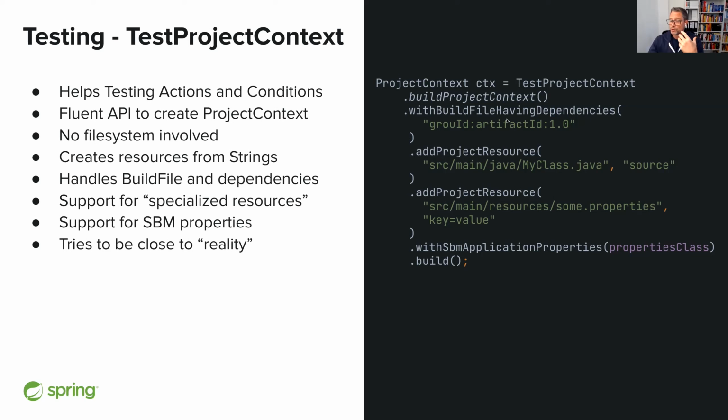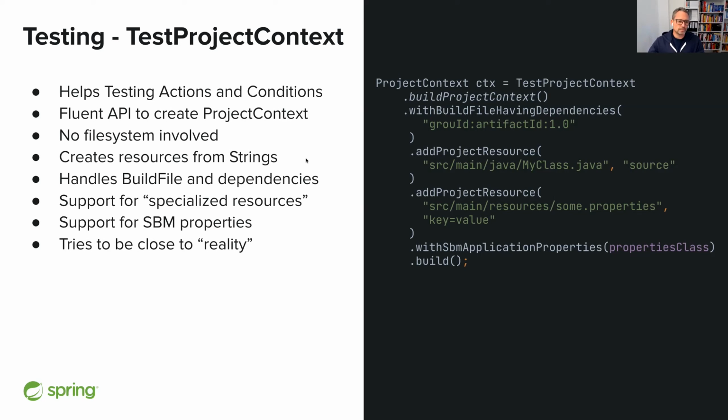Many times for type resolution, you want to have the right types on the class path, otherwise things won't work, right? You can do this, for example, with this withBuildFileHavingDependencies method, and then a POM XML is created behind the scenes. The dependencies are resolved. And if you use one of the types in this dependency, for example, in the Java source code, then these types can be resolved. It probably makes sense to look into the API, but that's something you want to know about if you plan to create an action or recipe.